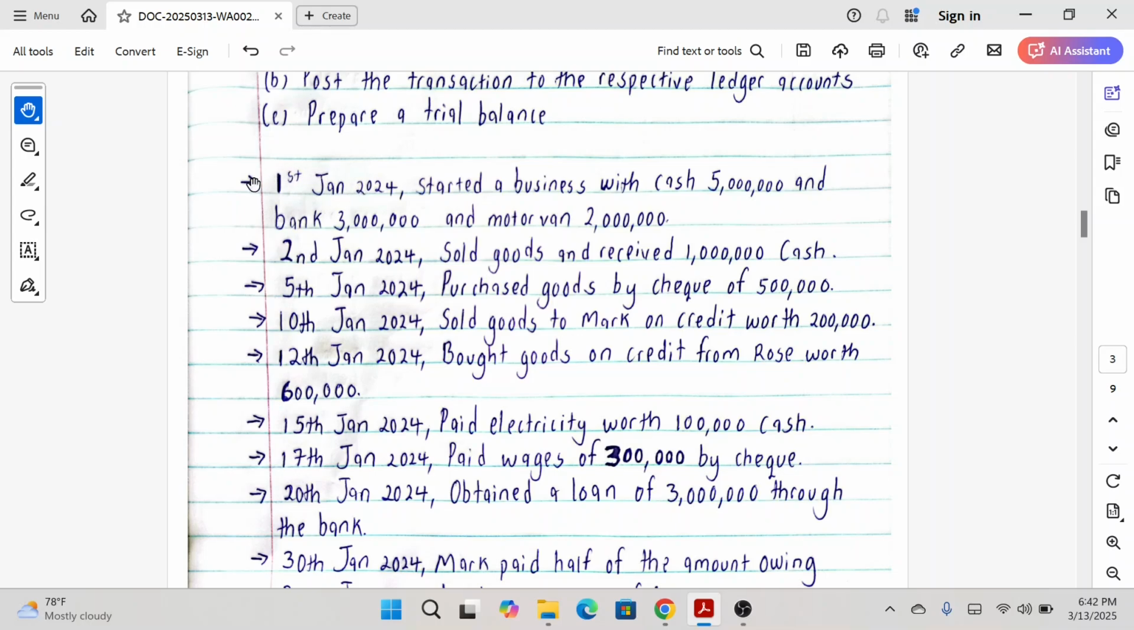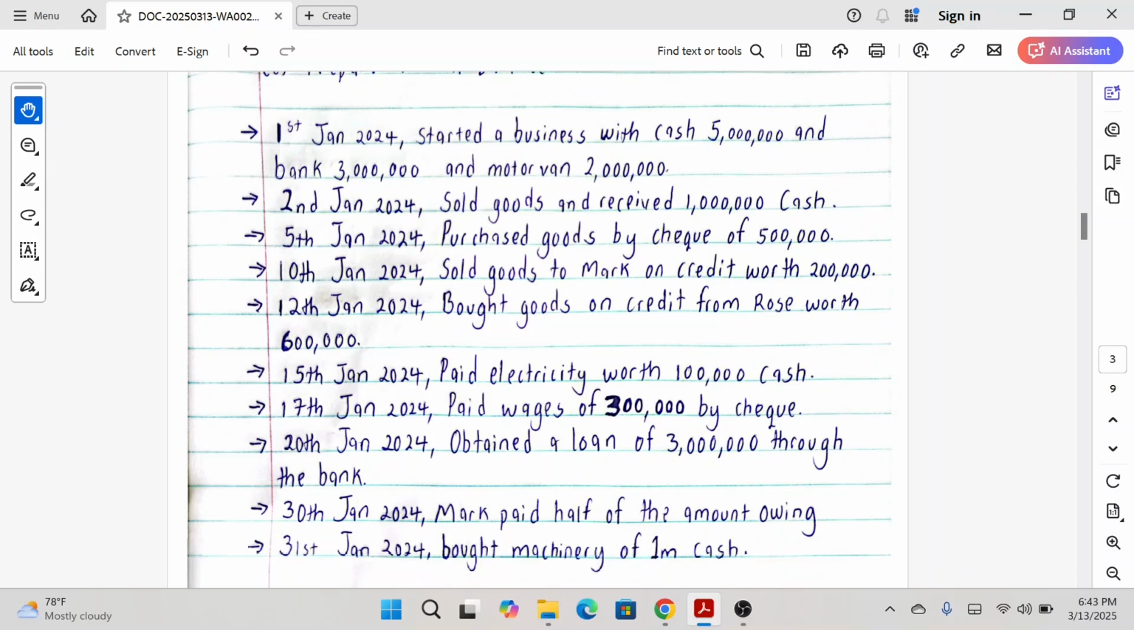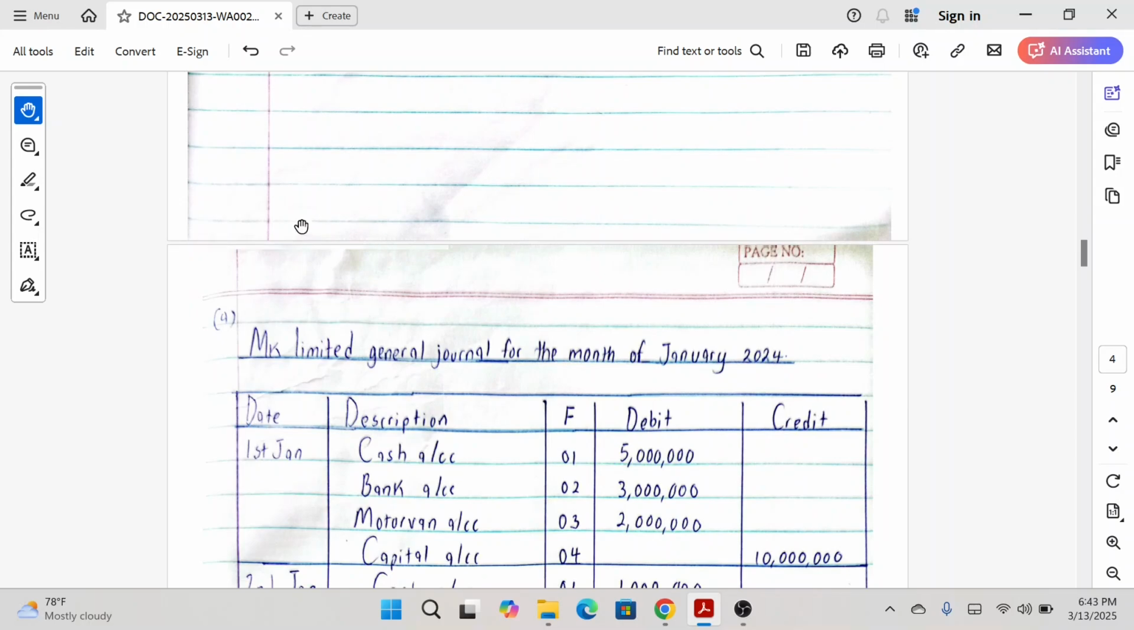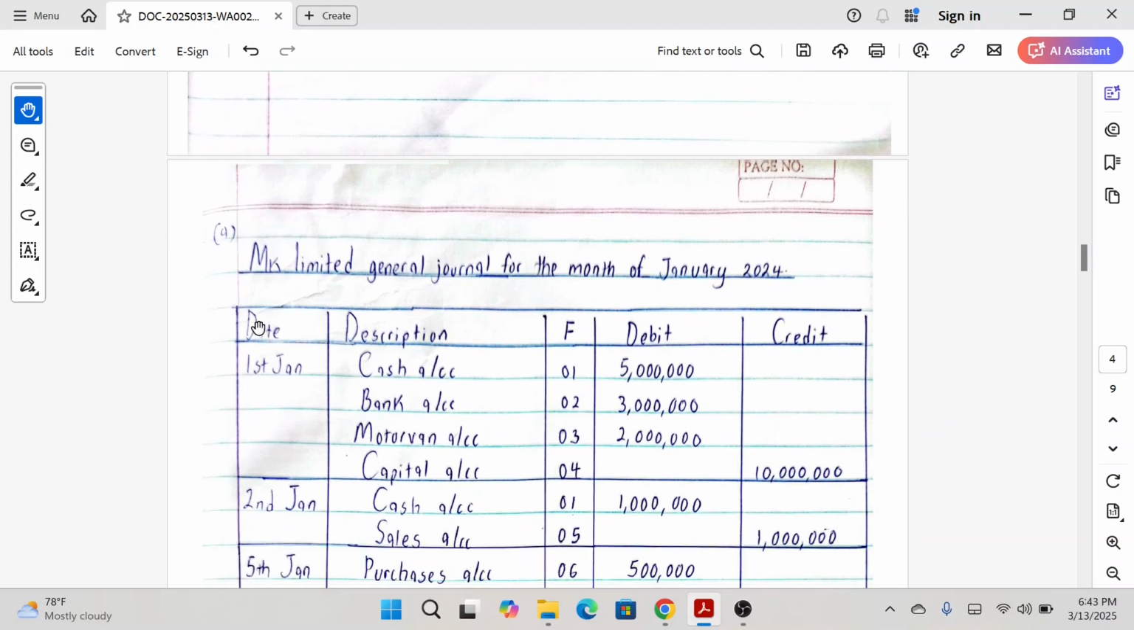The question says: on 1st January 2024, started a business with cash of 5 million, a bank of 3 million and a motor vehicle of 2 million. Remember, we are dealing with a general journal first. Starting off with part A, we give it a good title: MK Limited General Journal for the month of January 2024. Having done that, we write the date, description, the folio, the debit side and the credit side.